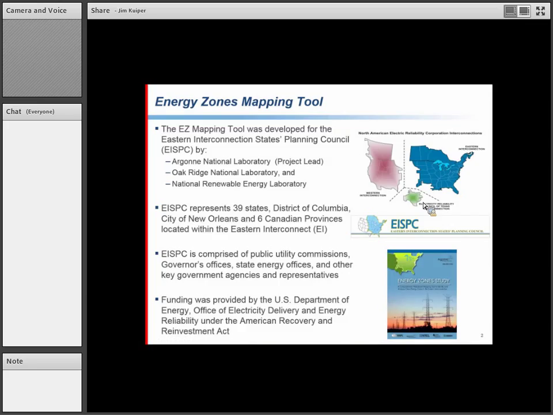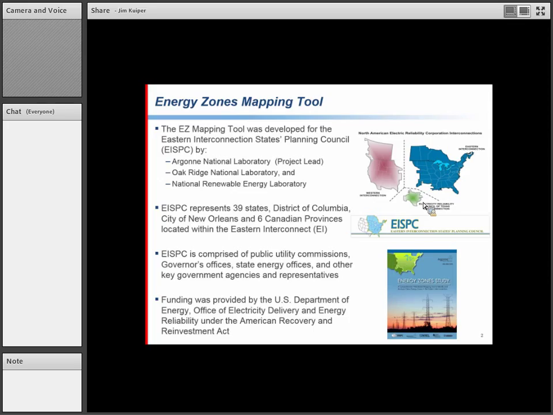The tool itself was developed originally for the Eastern Interconnection States Planning Council, and it was a cooperative effort between three national laboratories: Argonne National Laboratory, I'm from Argonne, Oak Ridge National Laboratory, and the National Renewable Energy Laboratory. It was a good collaboration, and the other two laboratories provided quite a bit of subject matter expertise about energy technologies and available data sources, review and design of models, and a lot of other project activities.